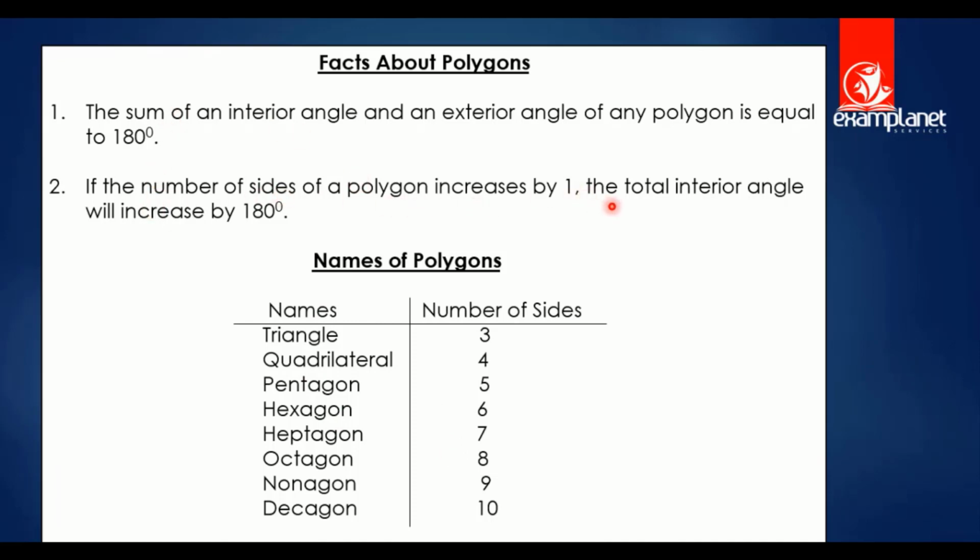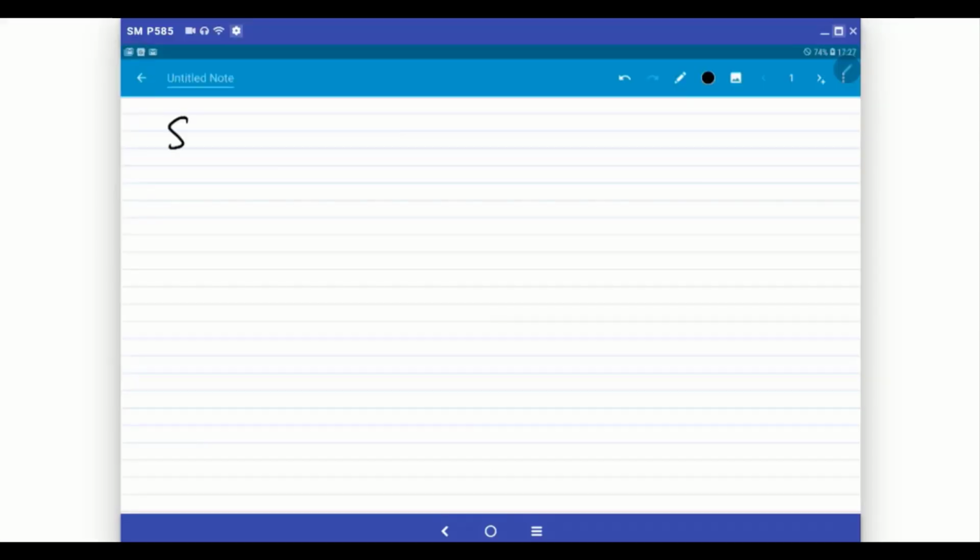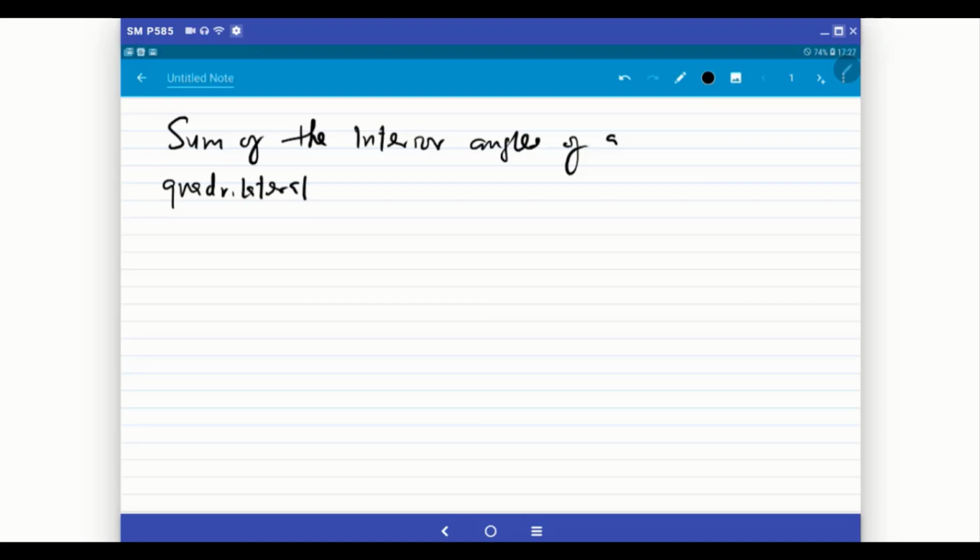Number 2, if the number of sides of a polygon increases by 1, the total interior angle will increase by 180 degrees. Okay, do you get that? If the number of sides of a polygon increases by 1, then the total interior angle will increase by 180 degrees. For instance, let's find the sum of the interior angles of a quadrilateral. Remember, a quadrilateral has 4 sides. So this will be equal to (4 minus 2) times 180, and that will be 2 times 180, which is equal to 360 degrees.